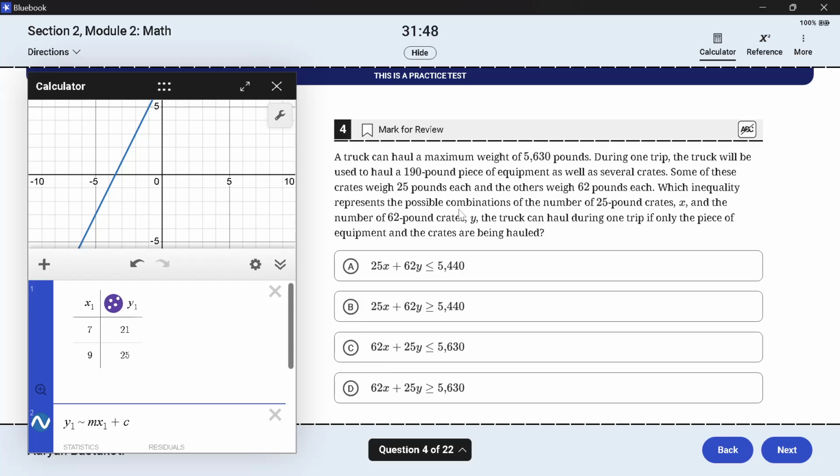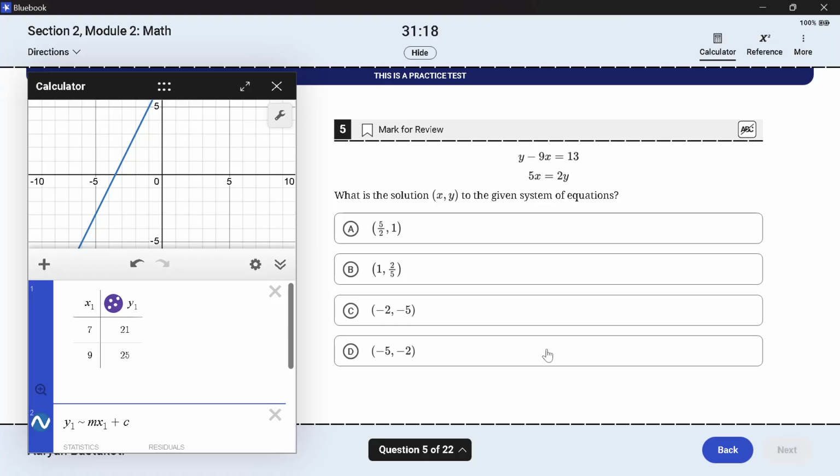And since the truck is carrying 25 and 62 pounds of crates, and initially the truck will need a 190-pound piece of equipment, the total amount is 5,630. We need to subtract the initial equipment weight from the capacity, so this will be the right answer, since it's 5,630 minus 190.